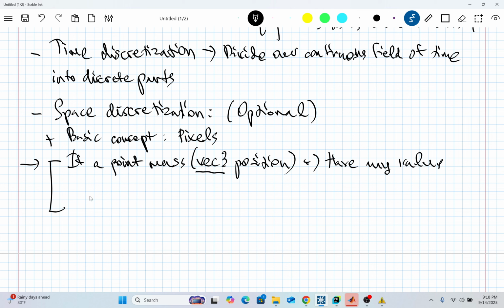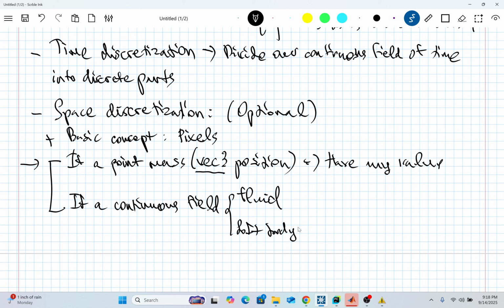But if it is a continuous field, like, I'll take an example, you are simulating fluid. Fluid is a continuous field, right? Or you are simulating a soft body. A soft body is a body that can be distorted when you apply some force onto it. Then you will have to discretize. Then it can only store finite values.